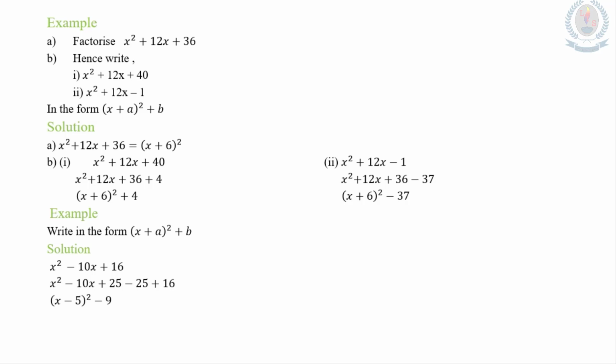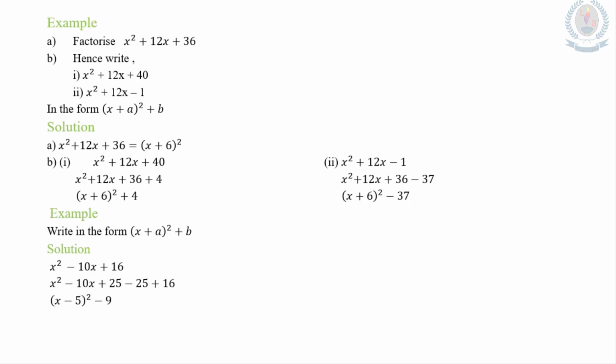Solutions. x square minus 10x plus 16. Here we know x square minus 10x needs to become plus 25. According to that equation, you can write it as (x plus b over 2) square minus (b over 2) square plus c. You can write x square minus 10x.